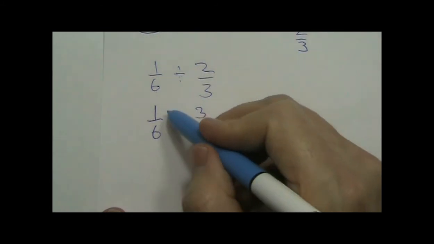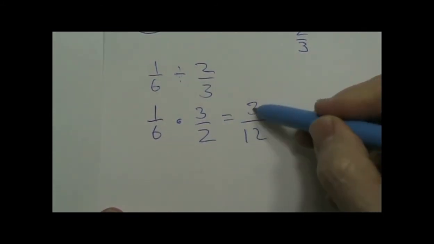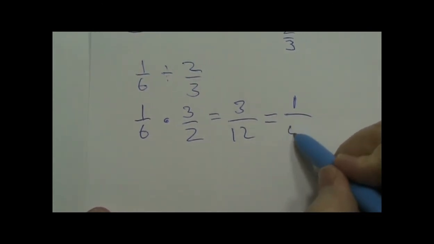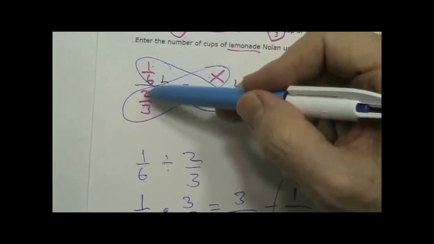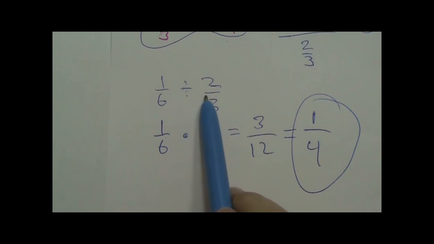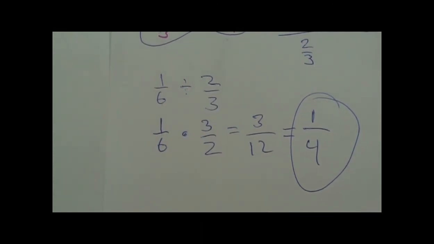So let's see what we have here. We have 3 over 12. Hey, 3 goes into both of those. 3 goes in here once, and 3 goes into 12 4 times. The answer is 1/4. 1/4 cup. So again, all you need to really do is just divide. 1/6 divided by 2/3. That's what it comes down to. And then change, flip. Multiply by the reciprocal.